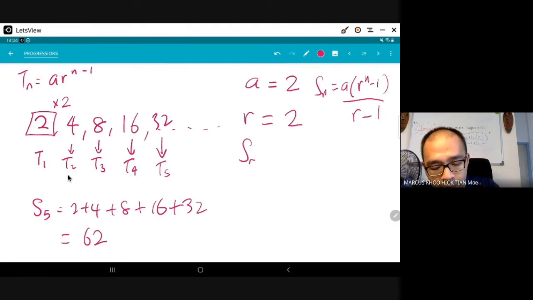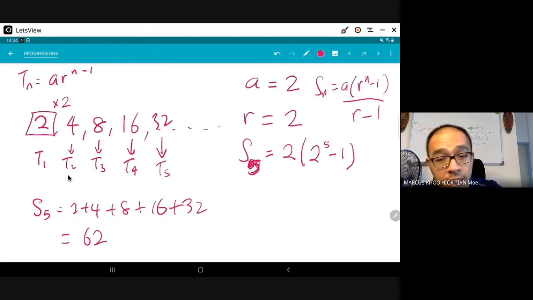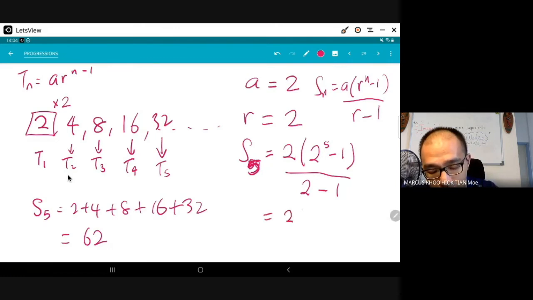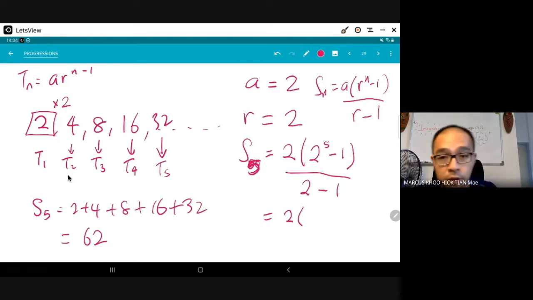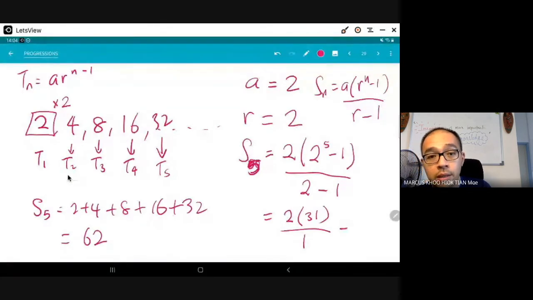So S5, okay, equals to, what is A? A is 2. 2 to the power of 5 minus 1. Okay, just replace. R is 2 minus 1. Okay, when you do this, same thing. Be very careful. Settle the bracket first. 2 to the power of 5 minus 1 will give you 31. 2 minus 1 will give you 1. Okay, so when you multiply all this, you will get the number 62.